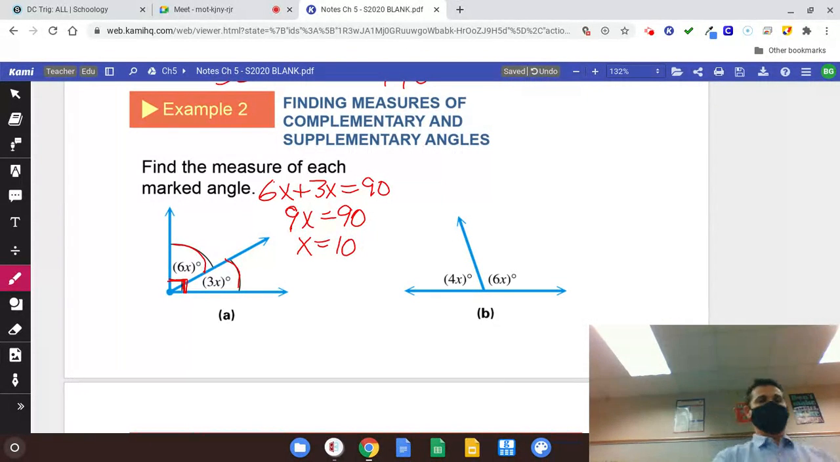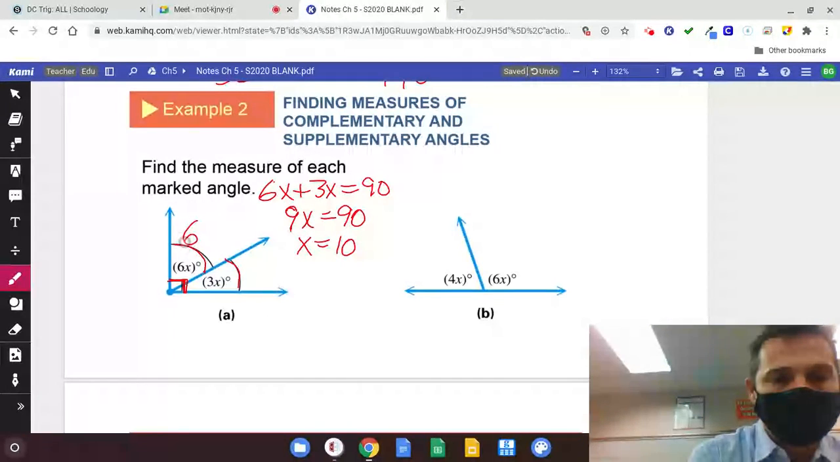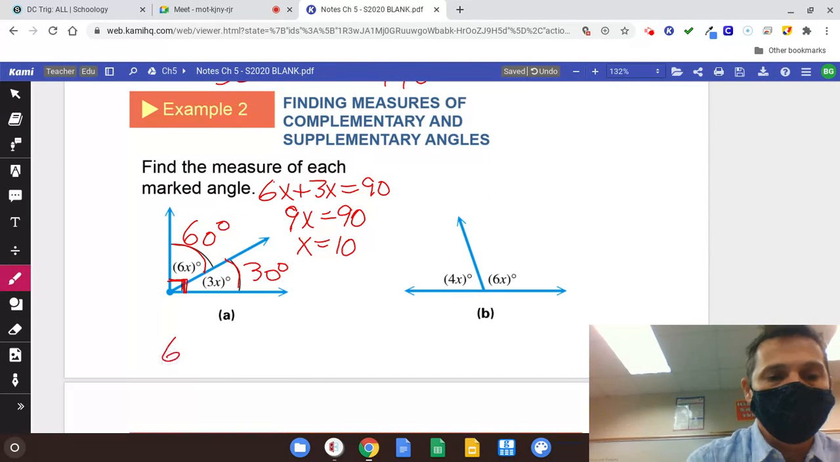Now, that does not answer the question because it says find the measures of the angles. So the first angle is 6 times x, or 6 times 10. So this one is 60 degrees, right? And 3 times x, or 3 times 10, is 30 degrees. So those are your answers. 60 degrees and 30 degrees.